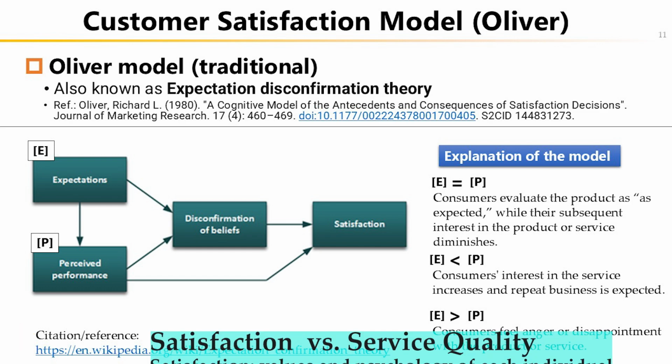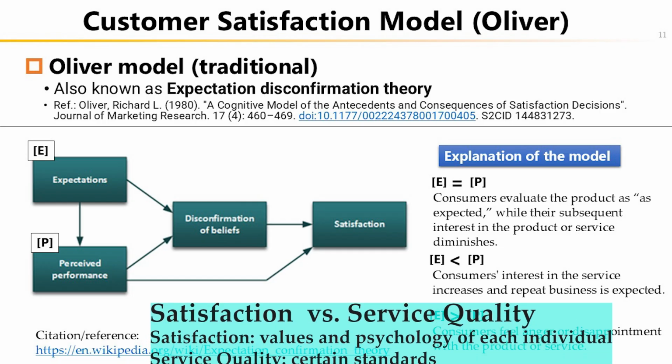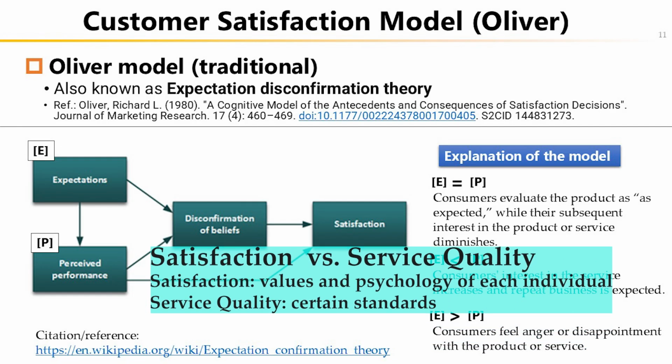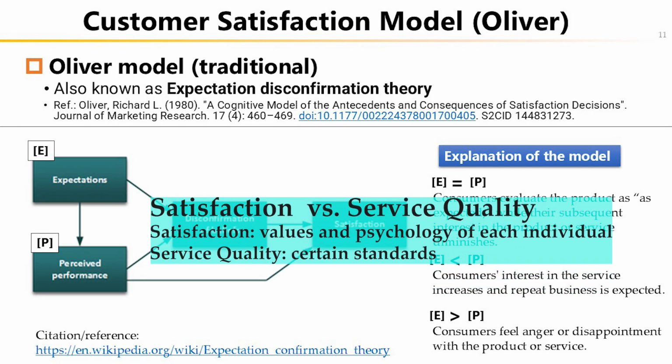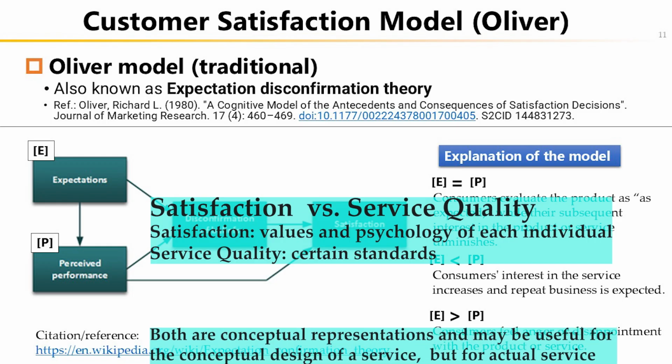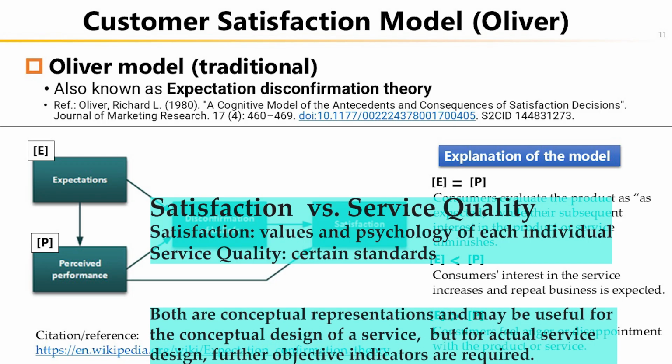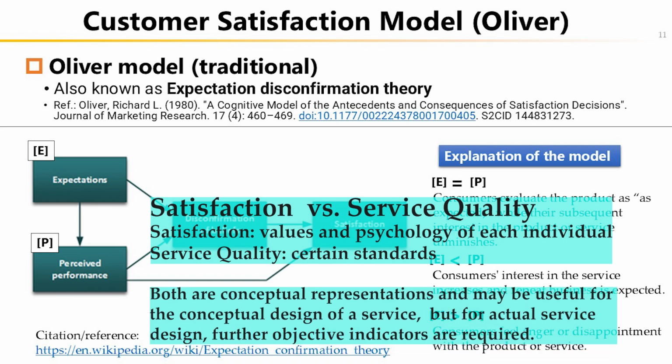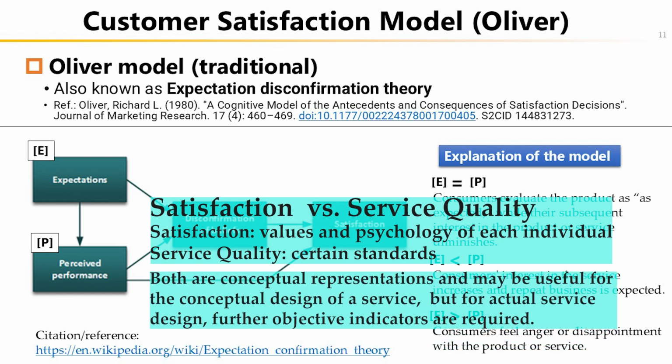Here, we will explain the difference between satisfaction in this model and the service quality explained earlier. Satisfaction is influenced by the values and psychology of each individual. On the other hand, service quality is evaluated according to certain standards and can be said to be more objective than satisfaction. However, both are conceptual representations and may be useful for the conceptual design of a service, but for actual service design, further objective indicators are required.